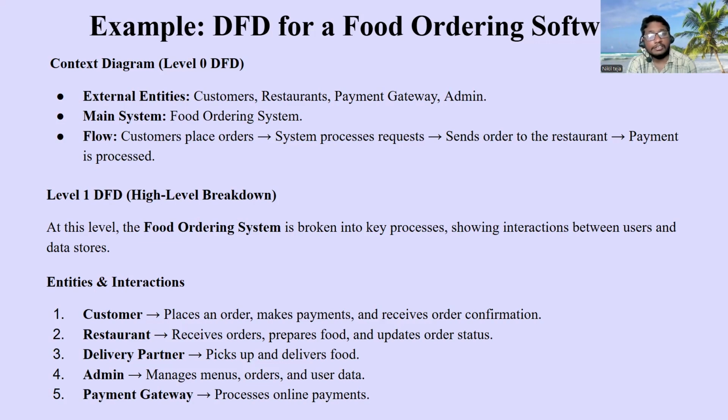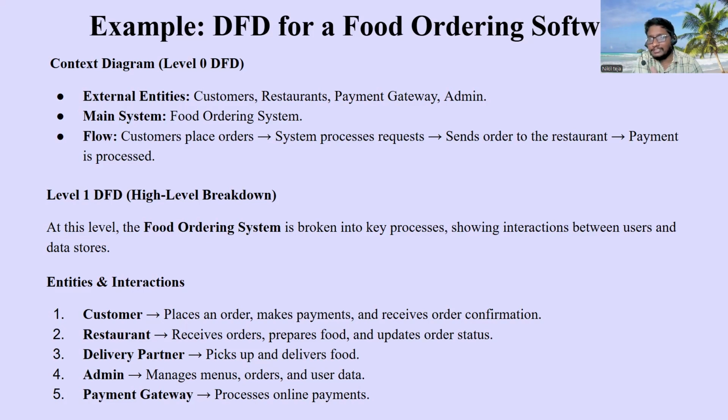So what are the external entities of the context diagram? External entities: customers, restaurants, payment gateway, admin. These are the external entities. The main system, the food ordering system, will be in the middle, and the external entities will be on the sides of the food ordering system. And the flow will be: customer places order, system processes request, sends order to the restaurant, payment is processed. This is the overall view, right?